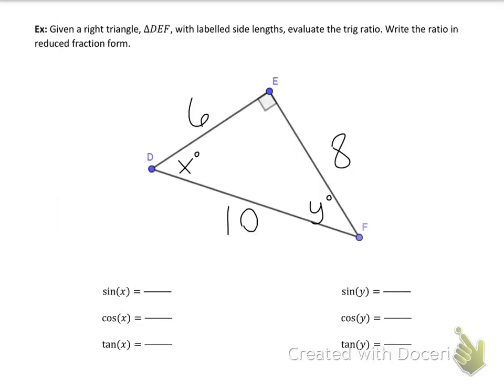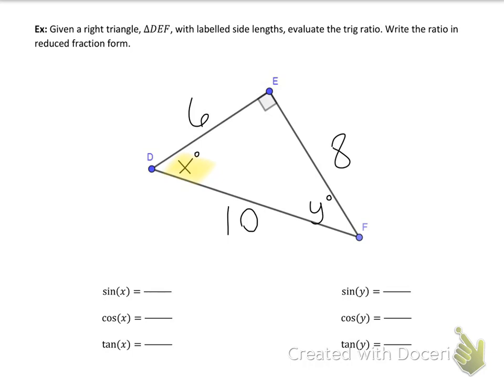Now let's try an example. In this example, we're going to find the sine, cosine, and tangent of the x angle and the sine, cosine, and tangent of the angle with measure y. Let's first find the sine, cosine, tangent for the angle measured x. First, we have to label our triangle as opposite, adjacent, and hypotenuse in relation to the angle of x degrees.